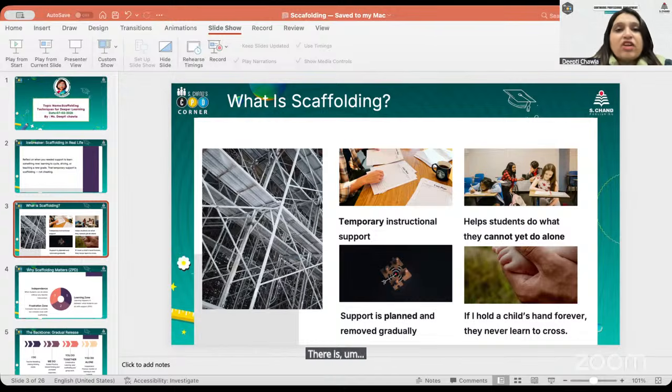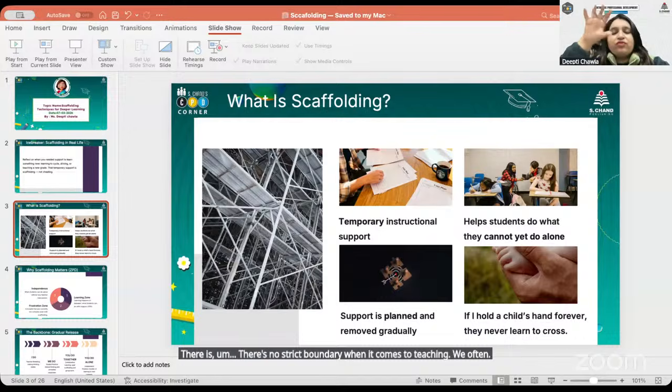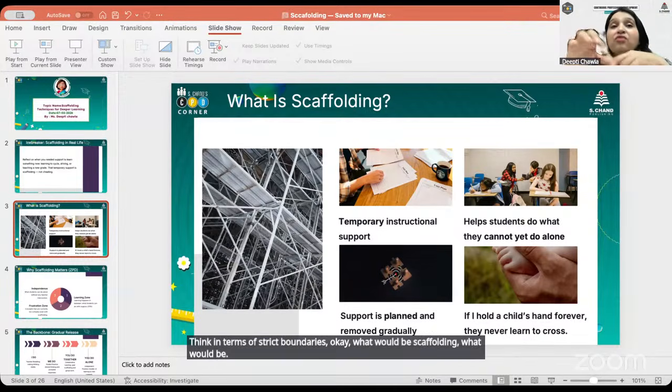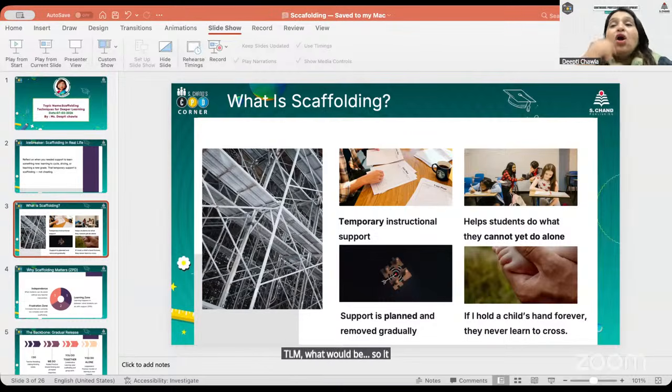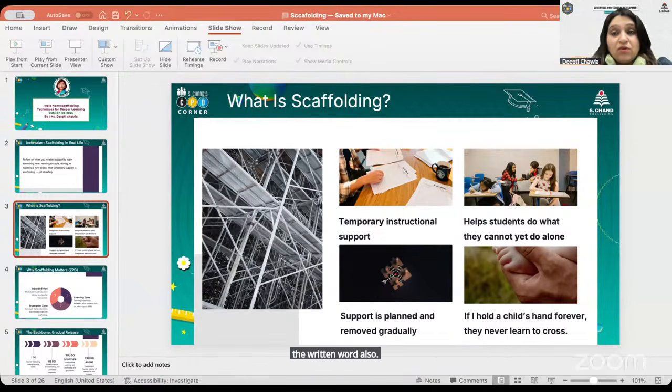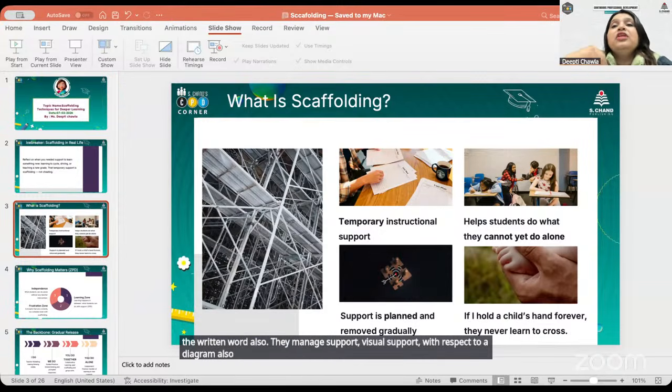There is no strict boundary when it comes to teaching. We often think in terms of strict boundaries. Okay, what would be scaffolding, what would be TLM, but it's all interlinked. Also, once you have taught this, certain children are more confident, certain children are not as confident. Now they may need support with the written word also. They may need visual support with respect to a diagram also. And they may need you to tell them in a different language.